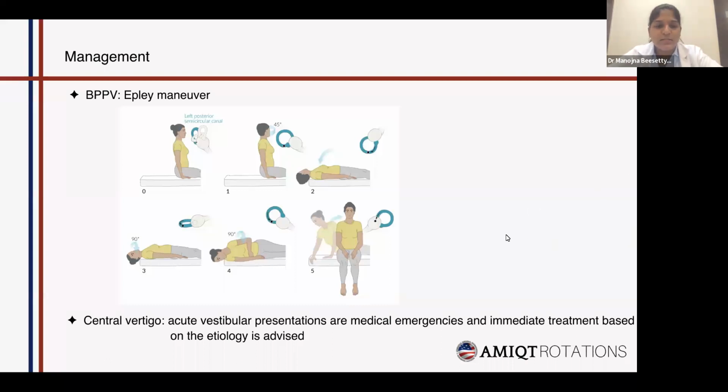And as said earlier, the central vertigo are medical emergencies and should be treated according to the diagnosis. The brain ischemia should be treated with aspirin, clopidogrel, and also in controlling blood pressure and diabetes.